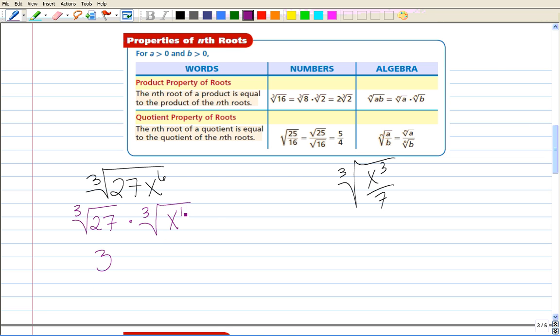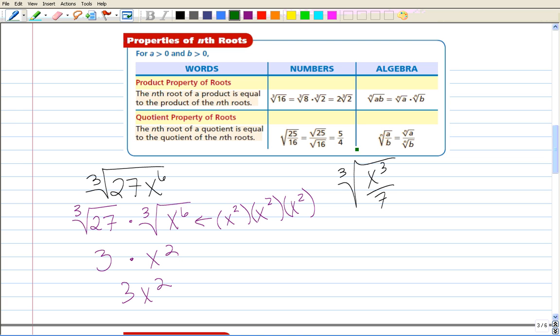And the cube root of x to the 6th, well, we have to figure out what times what gives me x to the 6th. So that's actually x squared. x squared times x squared times x squared is x to the 6th. So the cube root of x to the 6th is just x squared. So the cube root of 27x to the 6th is 3x squared.